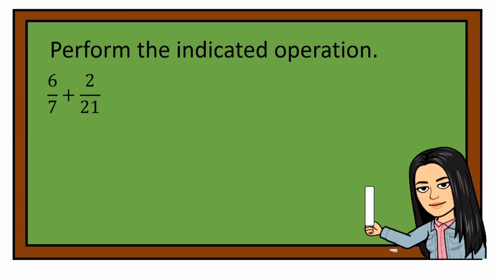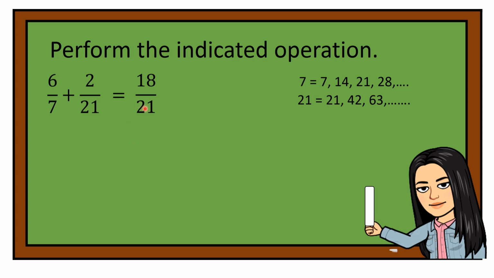Another example, 6 over 7 plus 2 over 21. So that would be equal to, the multiples of 7 are 7, 14, 21, 28. And the multiples of 21 are 21, 42, 63, so on and so forth. So, what is the common multiple? So, we have here number 21. So, 21 is our LCD.